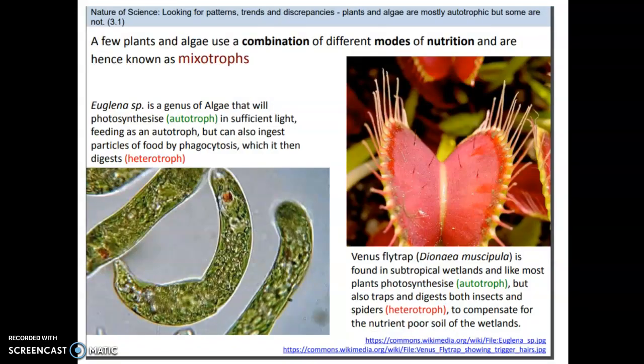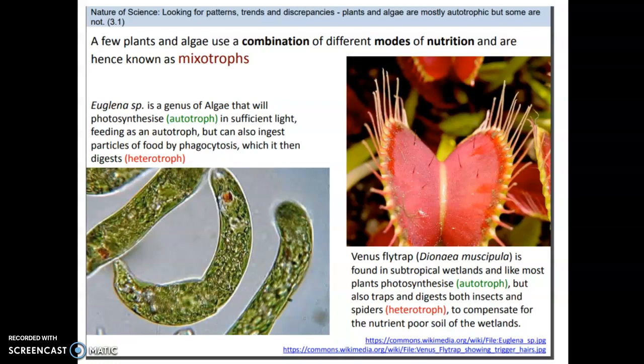Sometimes we get a mix. This euglena here is both photosynthetic and heterotrophic. It is able to do photosynthesis, right? So it's got the ability to convert light energy and inorganic molecules into sugars, but it also takes in food particles by phagocytosis. So it's heterotrophic as well. Okay, that's an example of what's referred to as a mixotroph. A Venus flytrap is another classic example there.